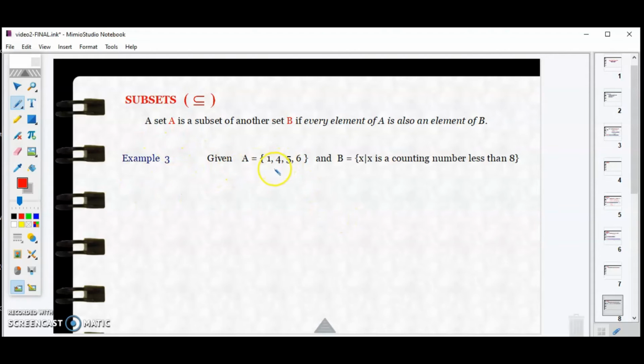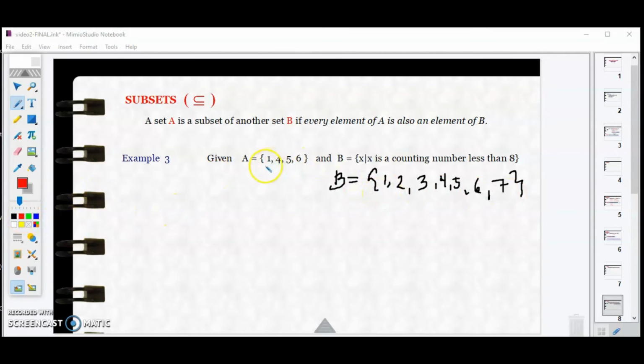Given a set A with the elements 1, 4, 5, 6, and set B, which is the set of all x such that x is a counting number less than 8. So napansin nyo dyan, naka-set builder notation siya. Ang gagawin natin ay, susulat natin siya gamit ang roster. A counting number less than 8, so we have the set of 1, 2, 3, 4, 5, 6, and 7. So hanggang 7 lang. Tapos yun si 8. Sabi dyan sa subsets, dapat daw every element of the first set must also be an element of the second set.